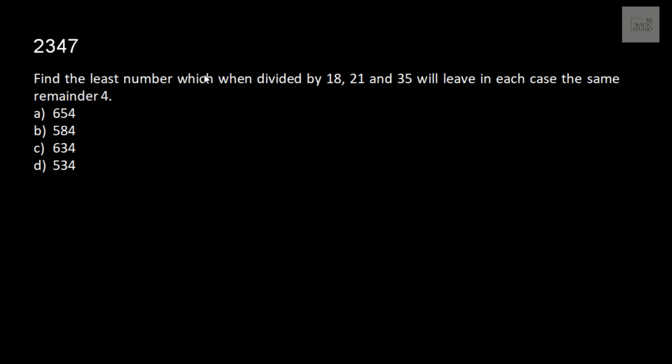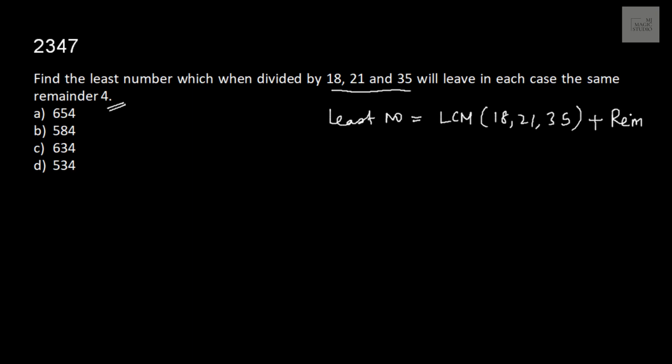Find the least number which when divided by 18, 21 and 35 will leave in each case the same remainder. Whenever we have this type of question which is leaving the same remainder, the least number is always the LCM of the divisors, that is 18, 21 and 35, and add the same remainder to it. That's it. So we are looking for the LCM of 18, 21 and 35.